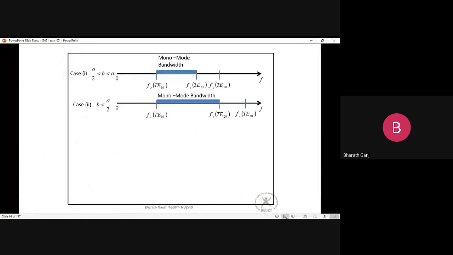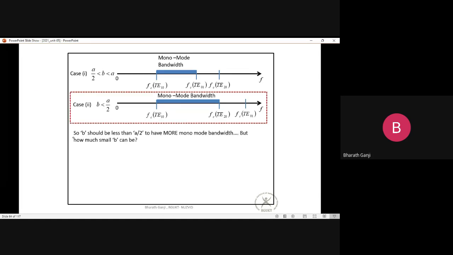Right, so we have these two cases. One is mono bandwidth for b less than a by 2 and b greater than a by 2. So I can see that when can I have more bandwidth, ఎప్పుడు నాకు ఎక్కువ సింగిల్ బ్యాండ్విడ్త్ వస్తుంది అంటే, whenever I choose a condition that b is less than a by 2. సో b అన్నది less than a by 2 అంటున్నాను అంటే I can choose different values. సో ఇక్కడ క్వశ్చన్ ఏంటంటే, b should be less than a by 2 to have more mono bandwidth. But how small can I take b?